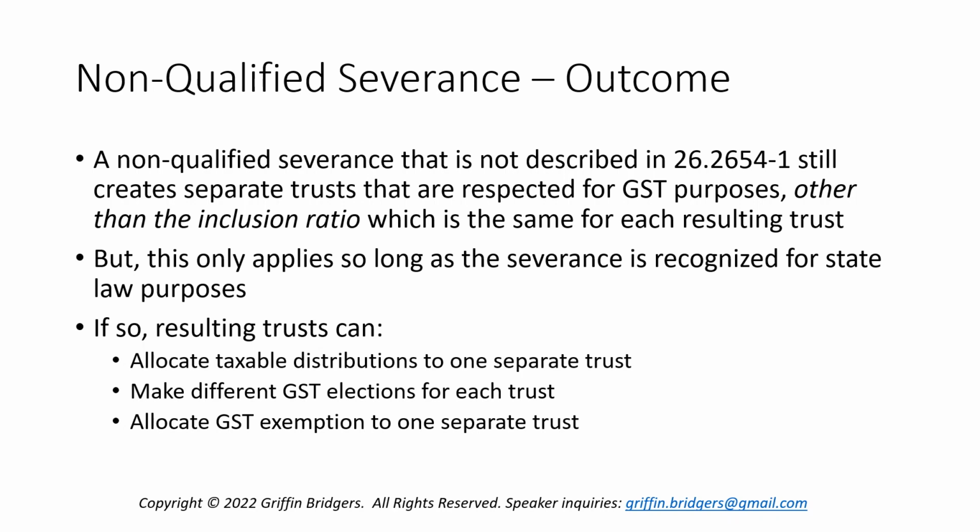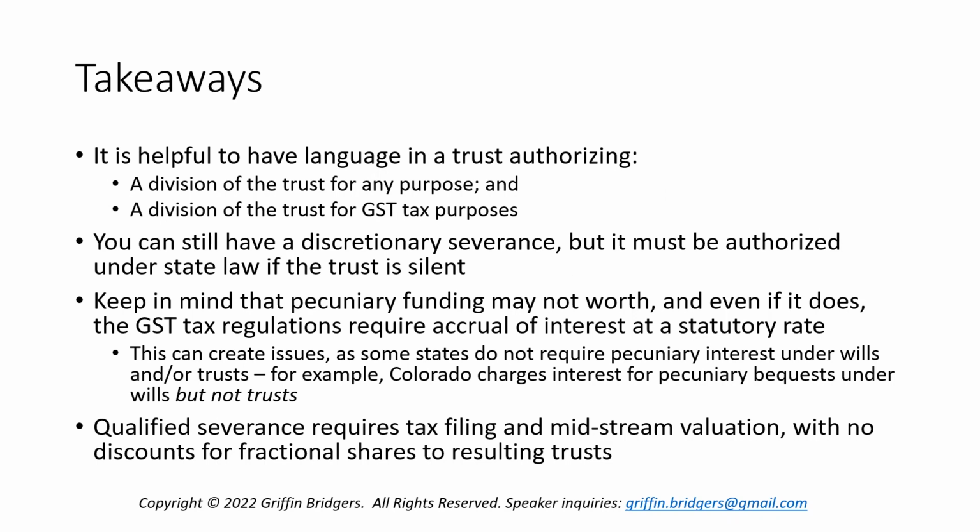However, this doesn't affect anything that happened before the division. So if you pick an effective date for the division, and if you had a taxable distribution or taxable termination in the same year, you couldn't retroactively allocate that distribution or taxable termination to one separate trust after the division if that termination or distribution happened before the effective date of this severance.